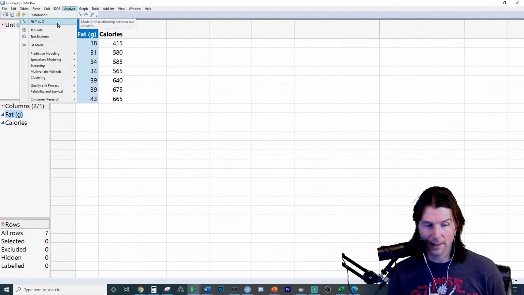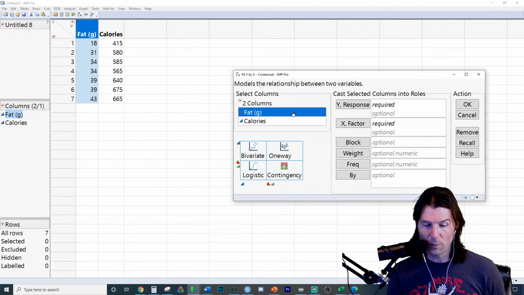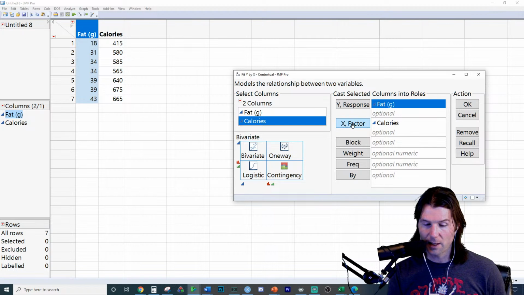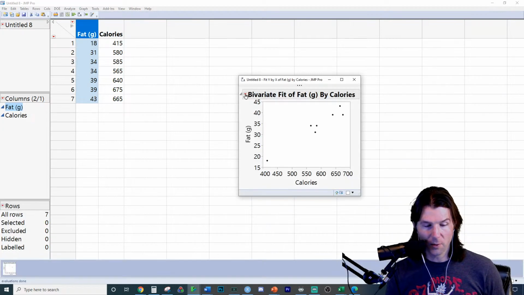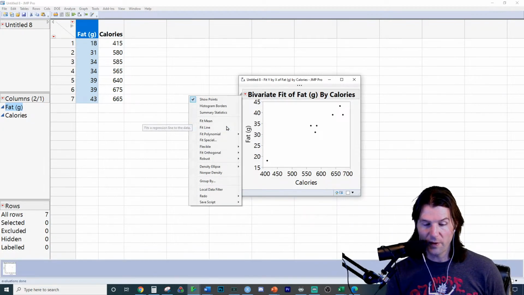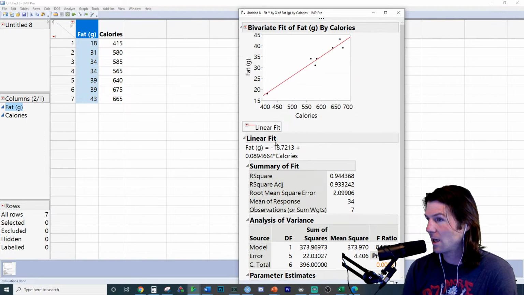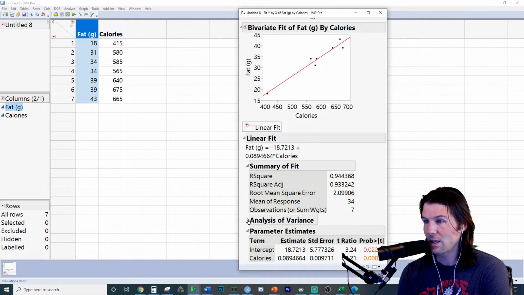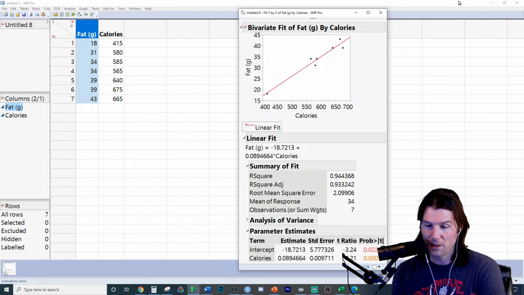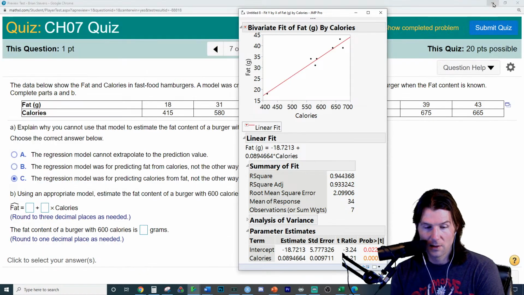We're going to go to Analyze. We are going to predict why a burger would have a certain amount of fat from the calories. The calories are going to explain that. We're going to hit the red arrow and go to Fit Line. And now we've fit the line through here, and we do not need the ANOVA section. We just need this model predicting fat from calories. So there we go. Let's go ahead and look.